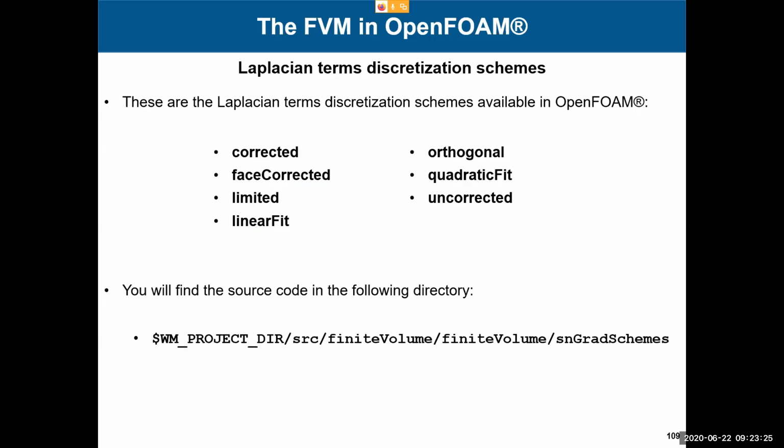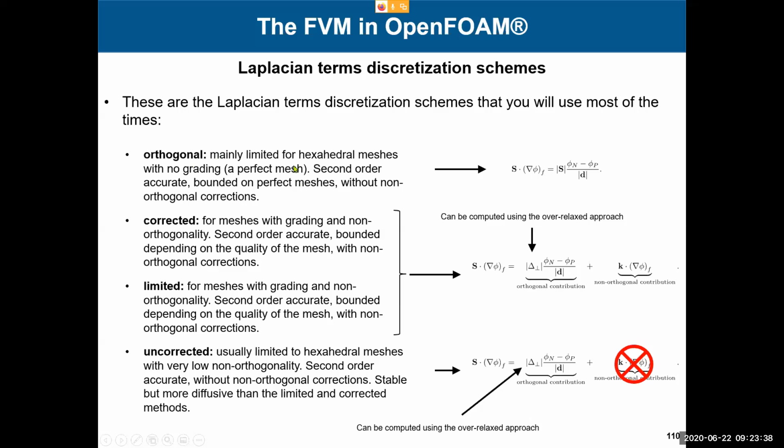Then we go to the diffusion terms. Okay, so we have here many methods. So usually orthogonal, nobody uses it, just perfect meshes. Okay, so go for corrected or limited ones, as we're going to see. So if you are using corrected, this is what you are solving. But as you know, if you have non-orthogonality, this will add a lot of error. So you stay with this method. Okay, so you have the limited.